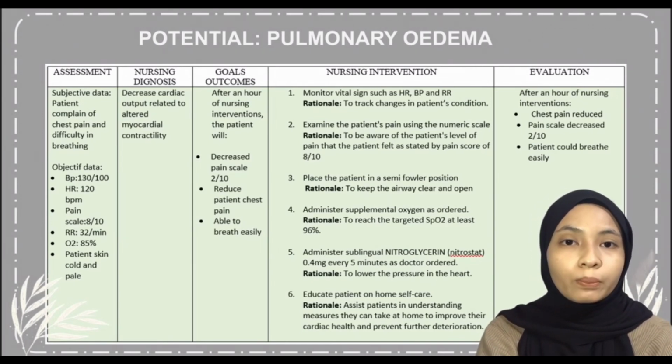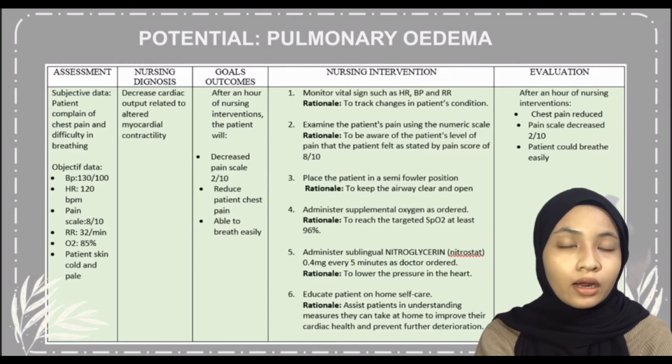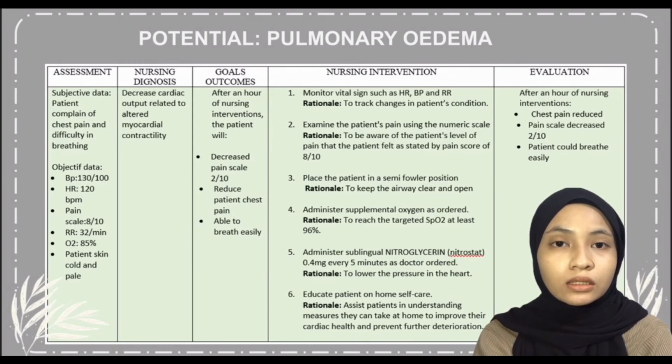Number 6, educate the patient on home healthcare. Rationale: assist the patient in understanding measures they can take at home to improve their cardiac health and prevent further deterioration. Evaluation: after an hour of nursing interventions, the patient's chest pain is reduced, pain scale decreased to 2/10, and the patient could breathe easily.